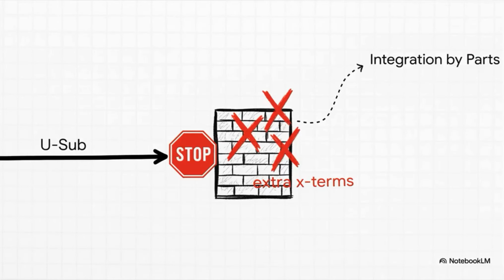Now, this right here is my favorite detective tip. This is a real game changer. If you try u-Substitution and you're left with all these extra x terms that just won't cancel out, just stop. Don't try to force it.